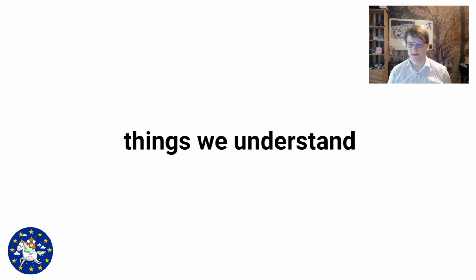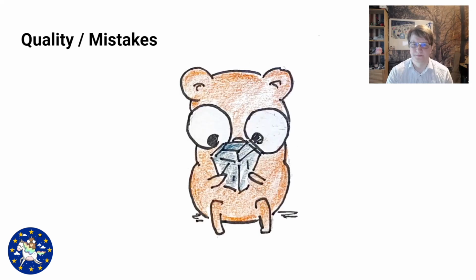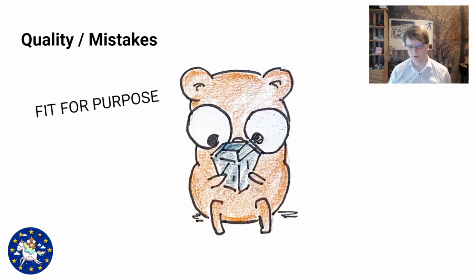So let's take a step back. What are the things that we understand or that are easier to grasp than this metaphor? When we talk about software, one of the things that we are worried about is quality and mistakes. Whether the software is fit for purpose. Do the people using the software actually get what they wanted? Or how usable is it? The other thing is, does it have any bugs?